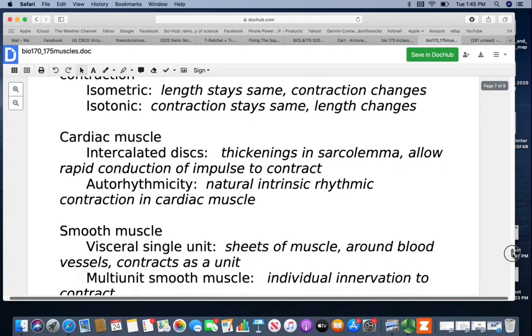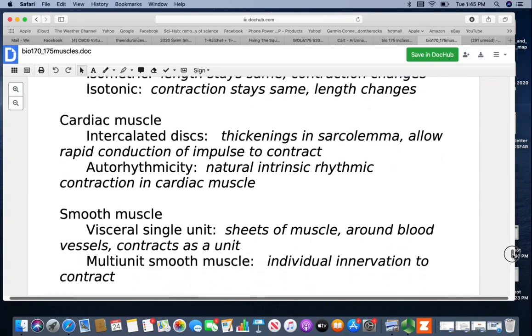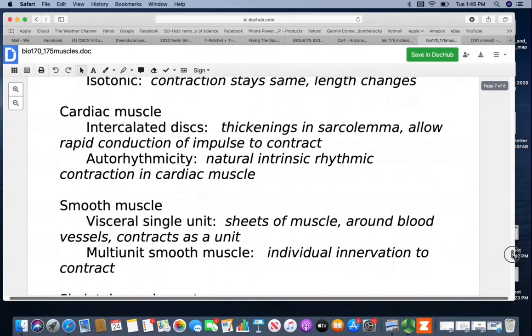When we look at cardiac muscle, it's going to have the intercalated discs. These thickenings in the sarcolemma will allow for the rapid conduction of the impulse. We want to have the muscle cells working together for it to be an effective pump. Cardiac muscle cells have autorhythmicity, a natural intrinsic rhythmic contraction. When we get to the section on the heart, we'll talk about the pacemaker that's going to coordinate that so it actually works together instead of every muscle contracting at its own rate.